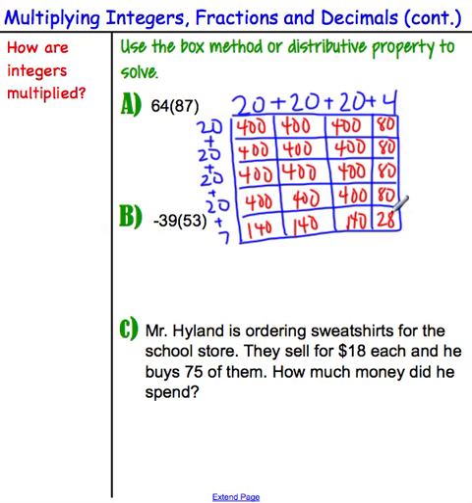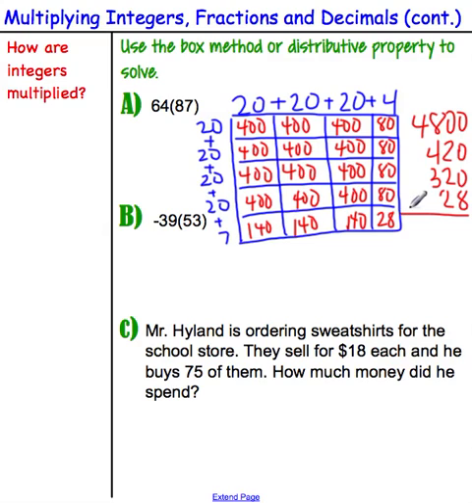So we've got 1, 2, 3, 4, 5, 6, 7, 8, 9, 10, 11, 12 sets of 400. 12 times 4 I know is 48. And then I add 2 zeros, so that's 4,800. And then I've got 3 140s. Well, 100 plus 100 plus 100 is 300. 40 plus 40 is 80, so that's 380 plus another 40 is 420. Then I've got 4 80s, which 8 times 4 is 32 plus a 0, so 320, plus this 28.